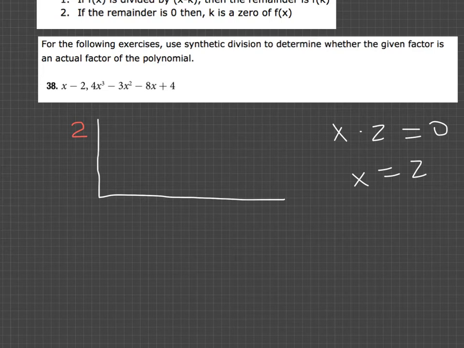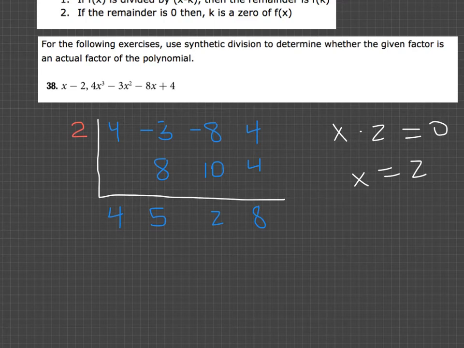And then we list out the coefficients from the polynomial. So it's 4, negative 3, negative 8, and 4. Going through the steps in synthetic division, we bring down the 4, multiply that 4 times 2, and we get 8. Put that under the negative 3, add down and get 5. Multiply the 5 by 2, and we get 10. It goes under the negative 8. We add down and get 2. And multiply that 2 by this 2, and we get 4. We add down, and that gives us an 8.